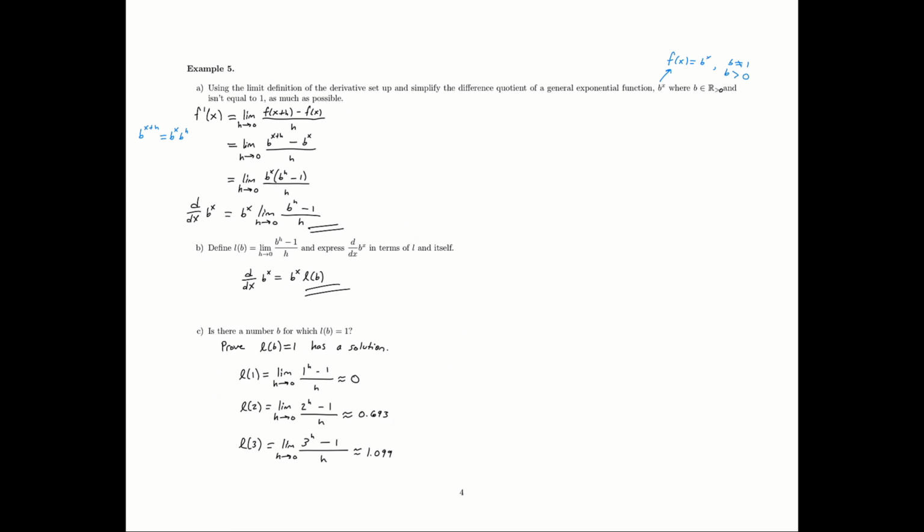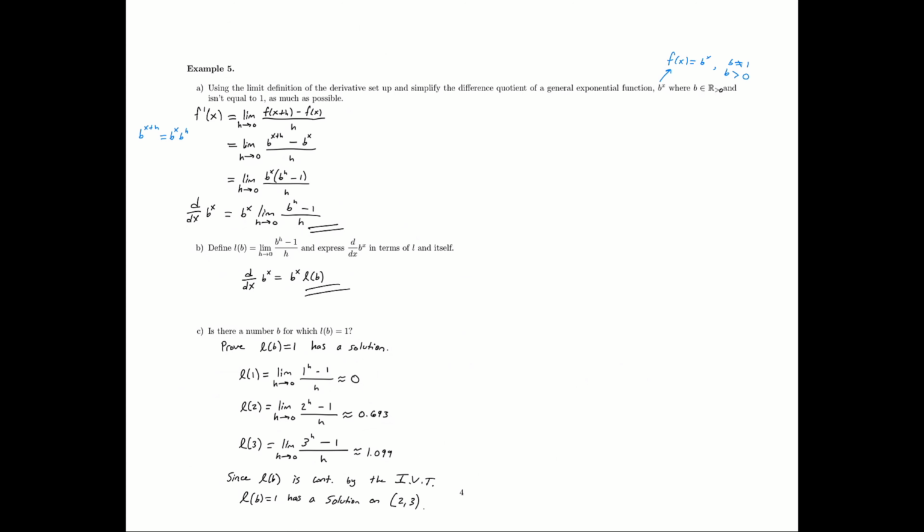Since this function is continuous, we know by the IVT, the intermediate value theorem, L of b equals 1 has a solution on the open interval 2 to 3. So some number that's not 2 or 3, but between 2 and 3, satisfies that equation. Okay, well, what exactly does that mean? What does that mean if there's a solution?